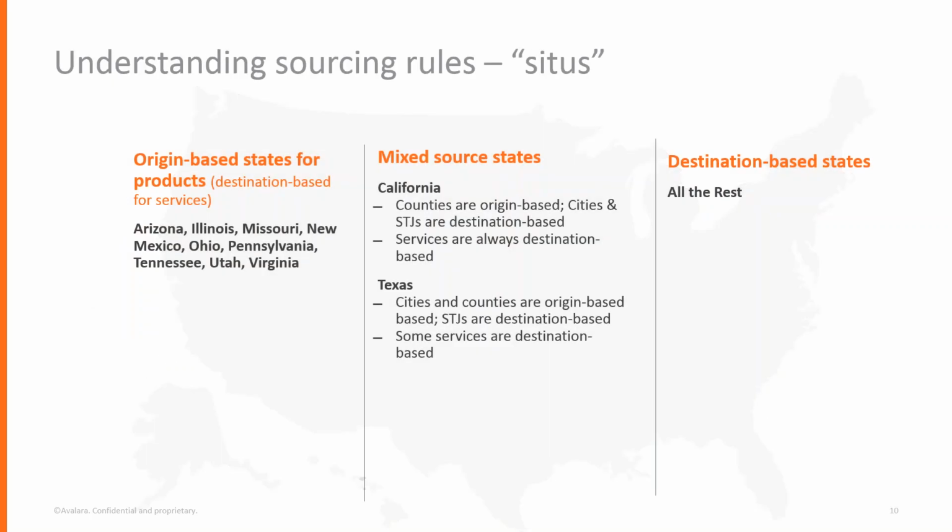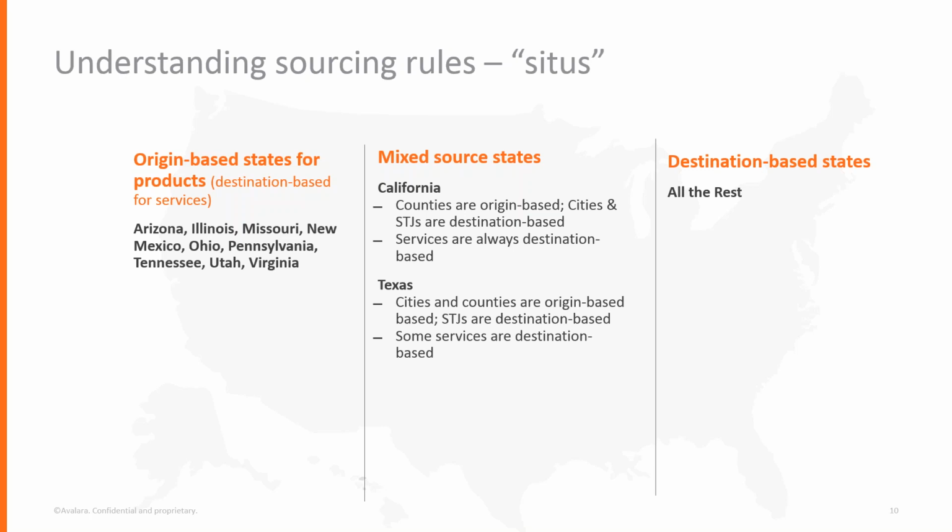So understanding sourcing rules, or sites. For the most part, sales tax is derived based on the ship-to address, where the end goods are delivered or where the ownership is changing place. So for the most part, almost all states are destination-based for calculating sales tax. We have quite a few. If you look on the far left, they're origin-based for products and destination-based for services.